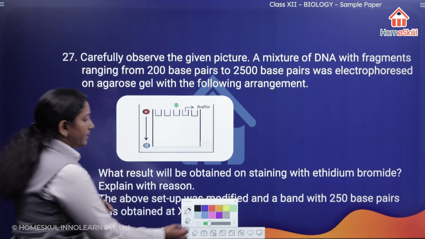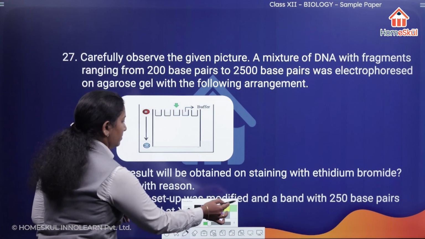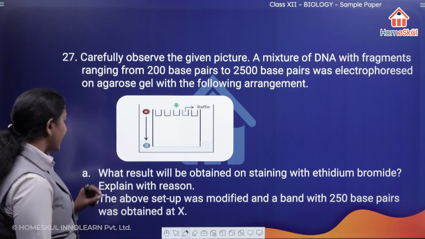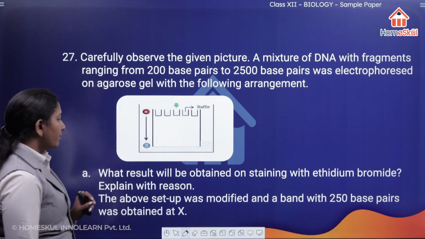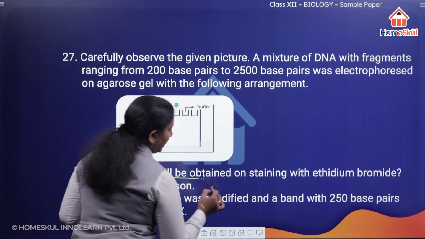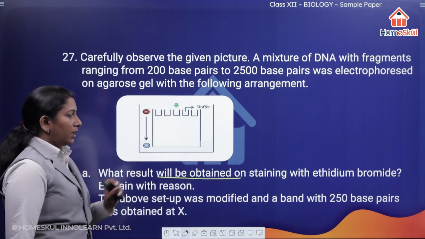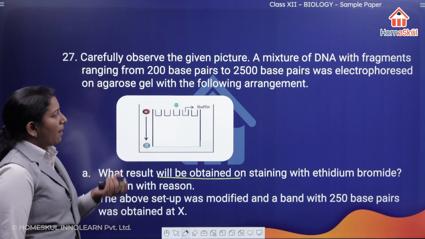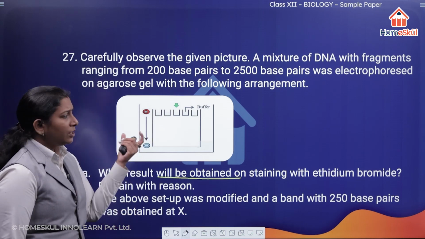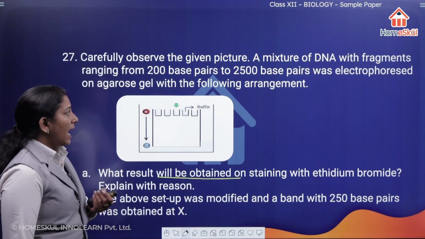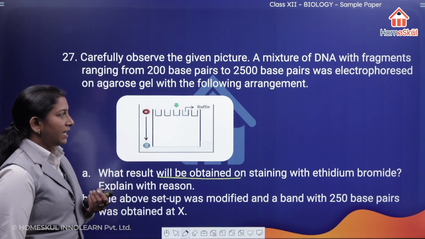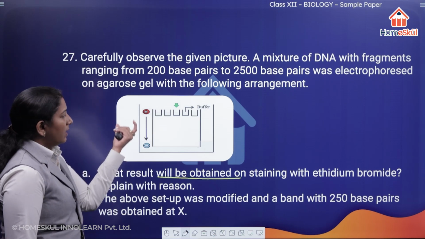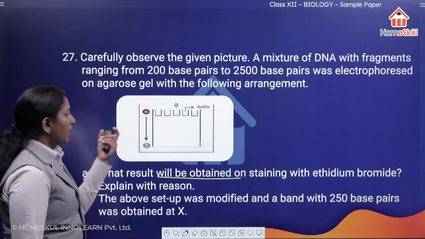And the question is, what result will be obtained on staining with ethidium bromide? Explain with reason. What will you observe on staining the fragments of DNA with ethidium bromide? But carefully observe this figure once again, and you can find that here the arrangement or the setup will be a false one.